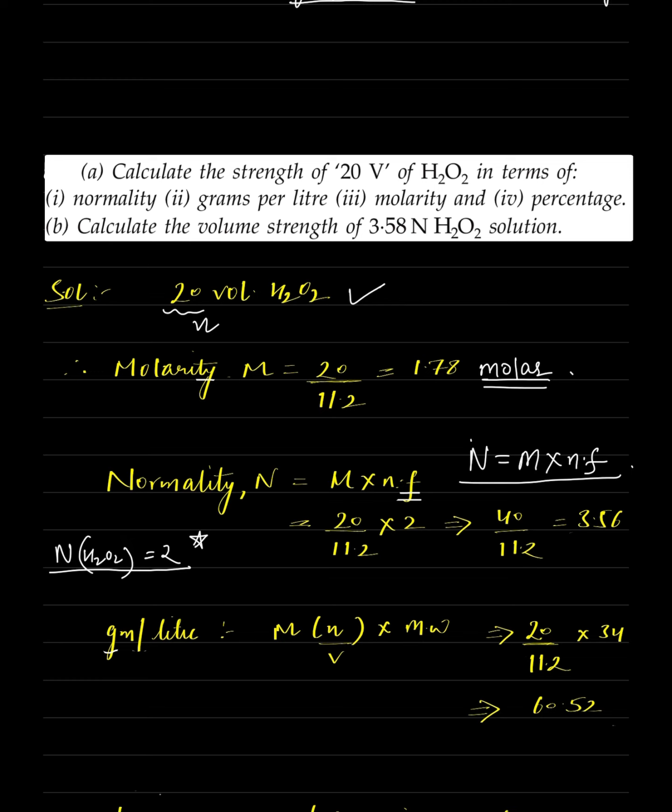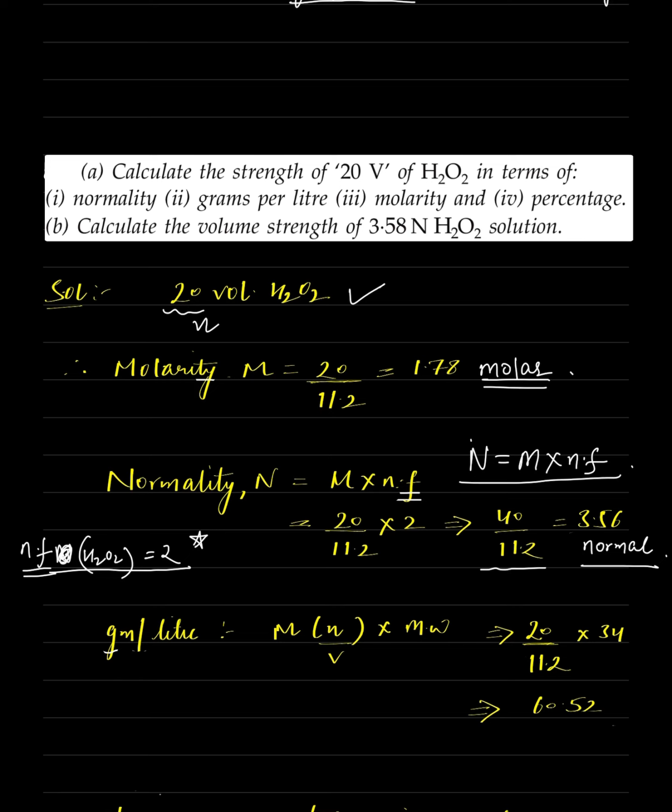Sorry, I just made a mistake: it is the n factor of H2O2 that is 2. Okay. So normality is equal to molarity into n factor. Molarity is 20 upon 11.2, and the n factor is 2. So finally we obtained 40 upon 11.2, which comes out to be 3.56 normal. So the solution is 3.56 normal.